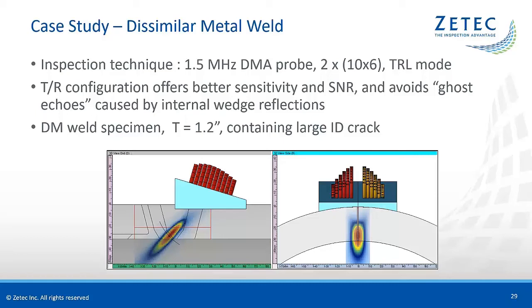In our case study, we used an aperture specimen with a wall thickness of 1.2 inches or 30 millimeters. It contains a large, branched ID surface breaking crack. The objective of our trials was to explore the potential of advanced focusing techniques for flaw characterization and sizing, using a large aperture DMA probe at 1.5 MHz. Both transmitter and receiver arrays have a 10 by 6 element configuration. The image on this slide shows the acoustic beam for standard phased array UT focused near the ID surface.